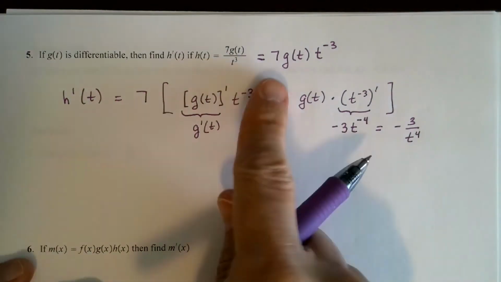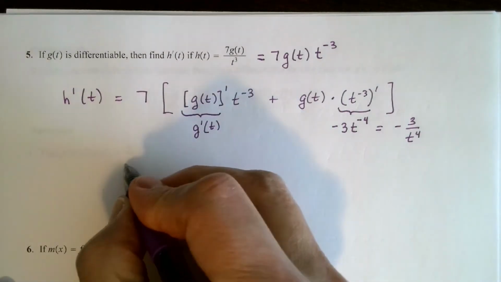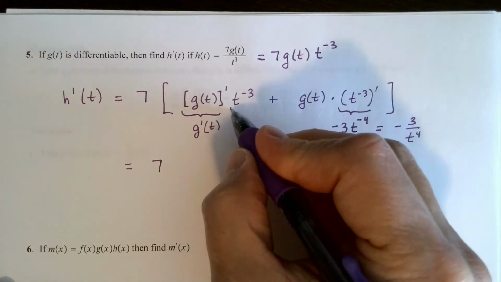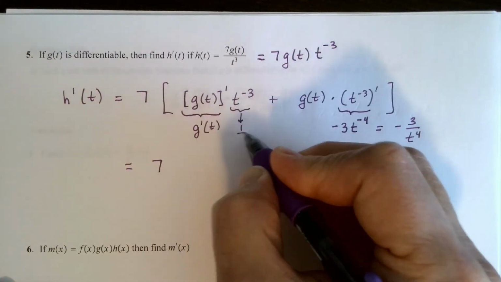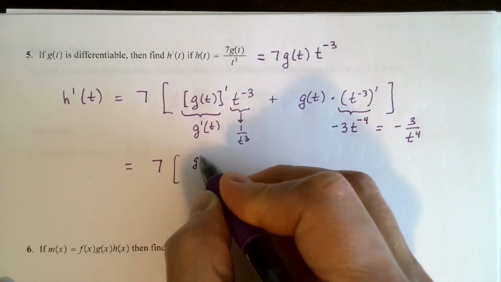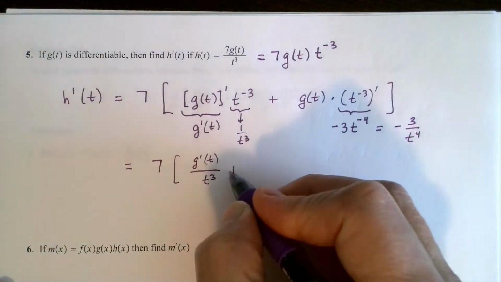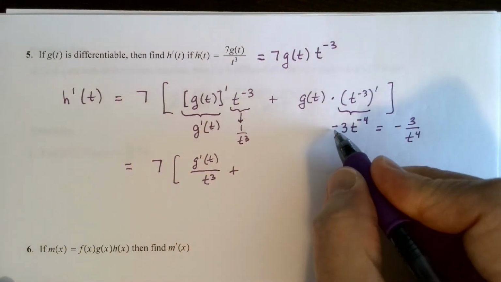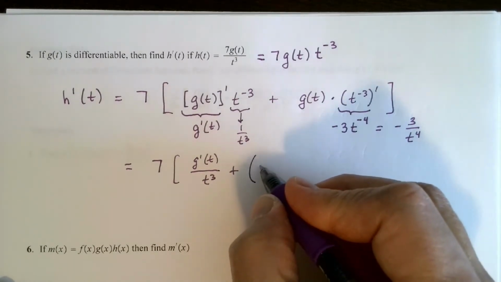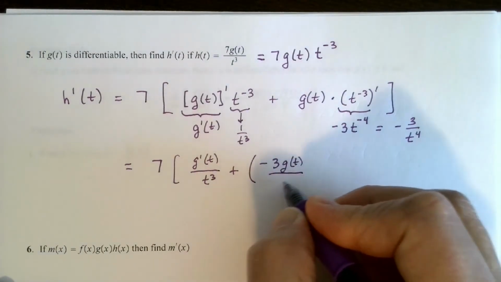So now I go back to the original format without any negative exponents. So I've got 7. And here I can rewrite t to the negative 3, which is again 1 divided by t cubed. So I've got g prime of t times this becomes g prime of t divided by t cubed plus what? Well, sorry, it's minus actually because of this negative. Let me just write this as negative though. Negative 3 up top times g of t over t to the fourth.